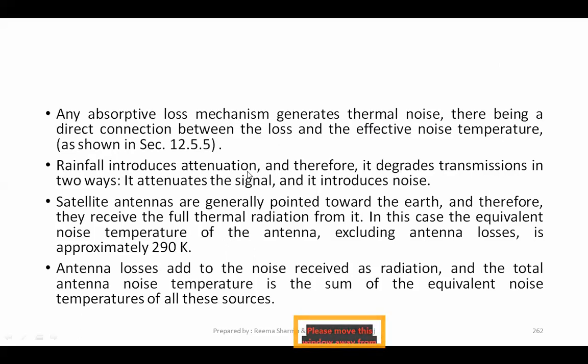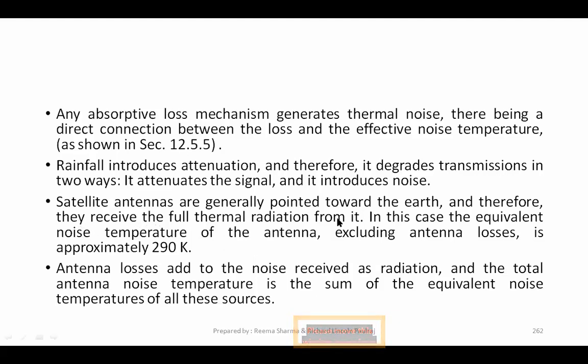Rainfall introduces attenuation. So this is nothing but your rain attenuation, attenuation because of the rain, and this happens because of the water molecules. Therefore, it degrades transmissions in two ways. It attenuates the signal and it introduces noise. So it's not only degrading the signal, but also introducing noise. So it's a double impact. It's not only creating noise, but also affecting the signal, in two ways.